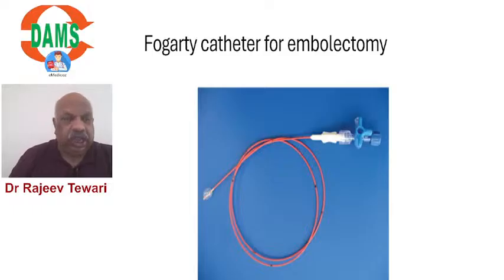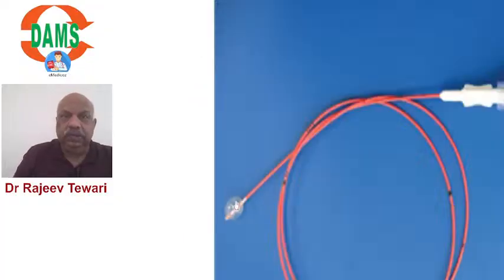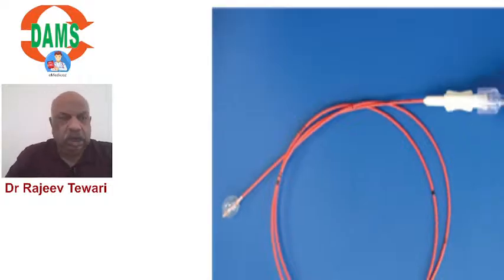This is Fogarty catheter for embolectomy. At the end of this, you'll find a balloon here. So put the catheter through the thrombus or embolus, inflate the balloon and pull it out. It will remove the thrombus along with it.